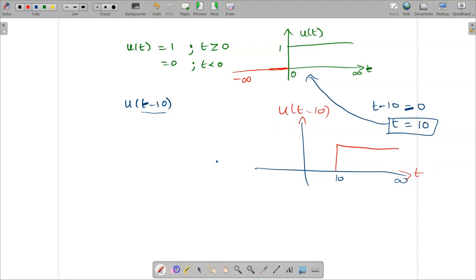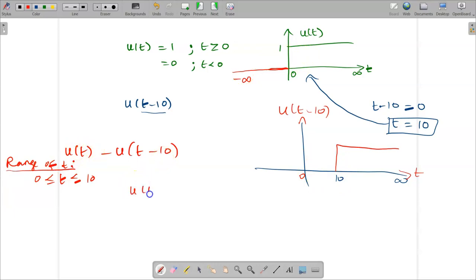Once we have determined that, we can find out u of t minus u of t minus 10. When we observe the two signals, we have two ranges, one is 0 to 10 and the other is 10 to infinity. So let us find the range of t from 0 to 10. We have to find out this u of t minus u of t minus 10.